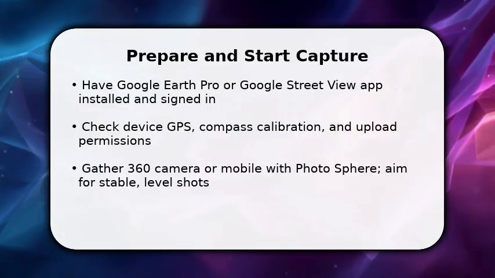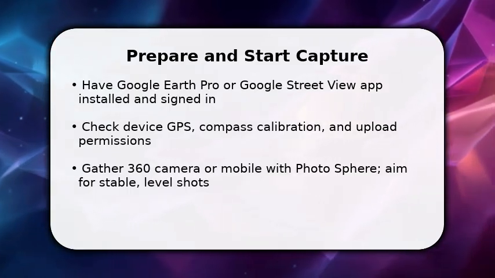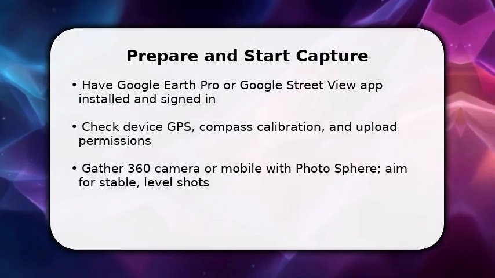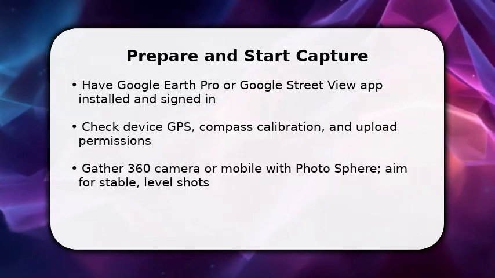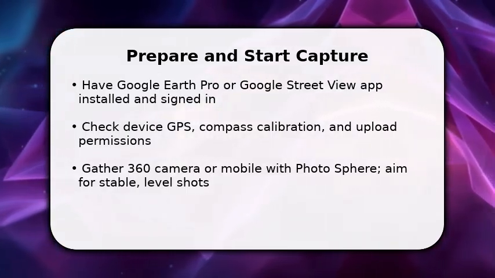You begin by confirming required permissions and the right tools: Google Earth Pro on desktop or the Street View app on mobile, plus a 360 camera or photo sphere-capable phone. Once done, calibrate GPS and compass so location data is accurate. This matters for correct placement.